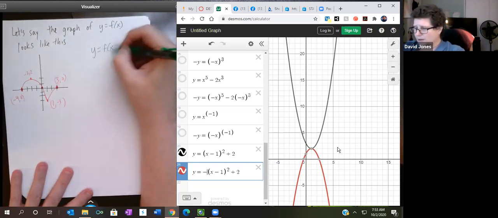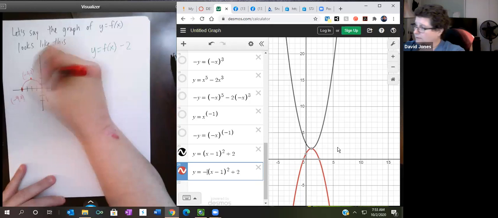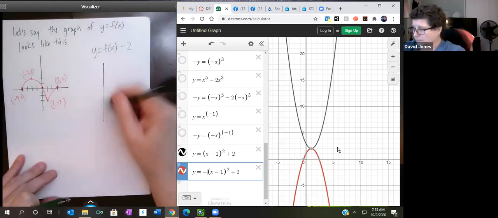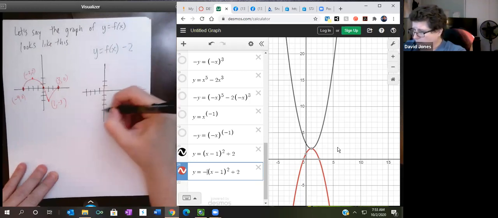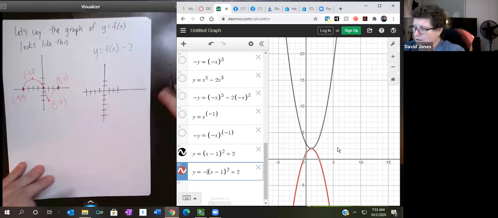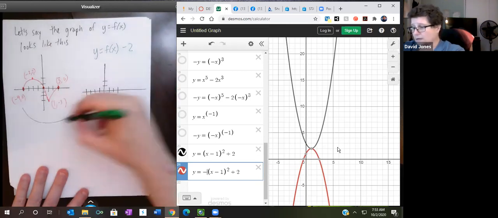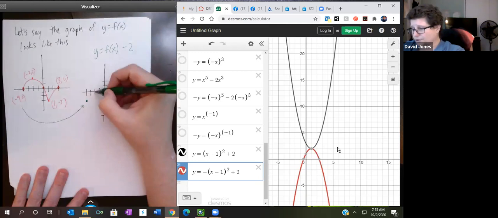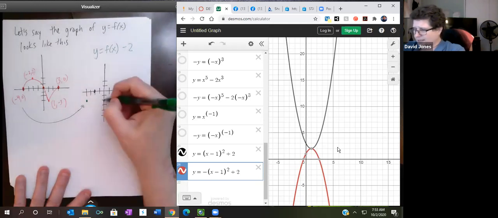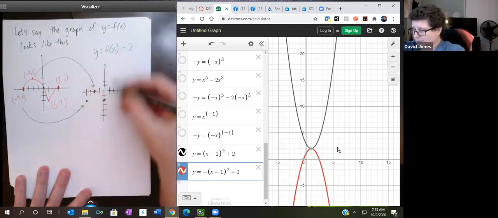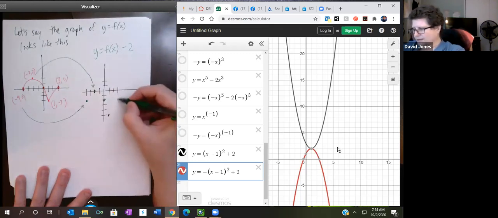If we do, I don't even know what the equation is, if I do like a minus 2, all those points are going to shift down 2. So negative 4, 0 goes down to negative 4, negative 2. Negative 2, 2 goes down to negative 2, 0. 0, 0 goes down to 0, negative 2. 1, negative 3 goes down to 1, negative 5. And 3, 0 goes down to 3, negative 2.